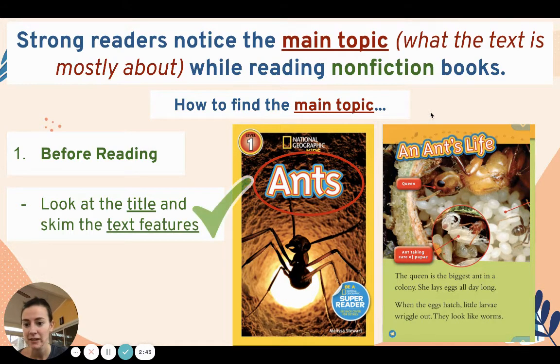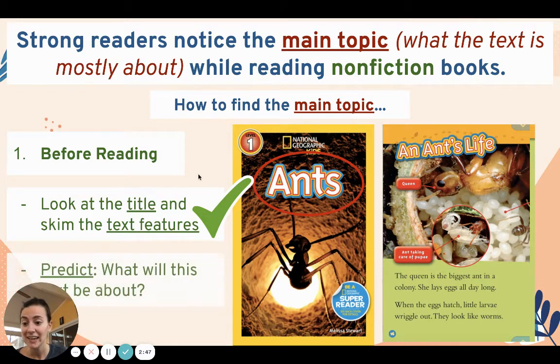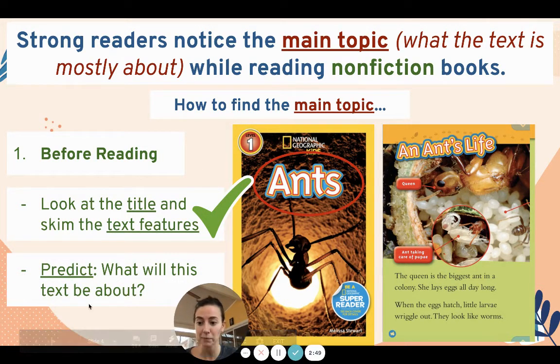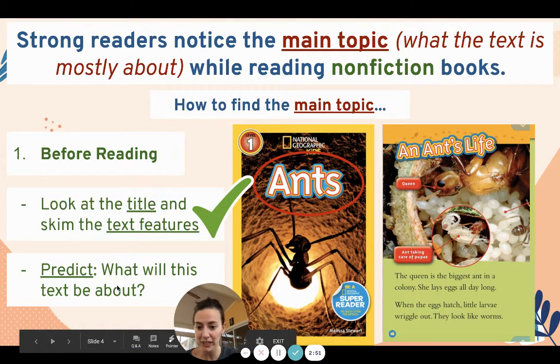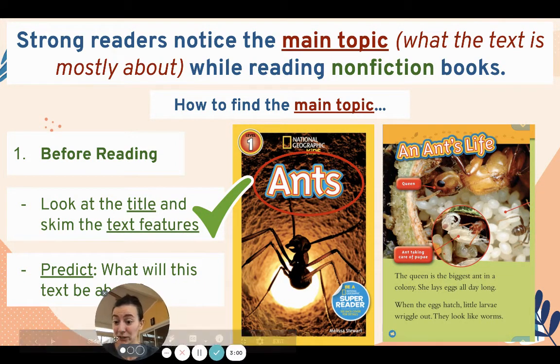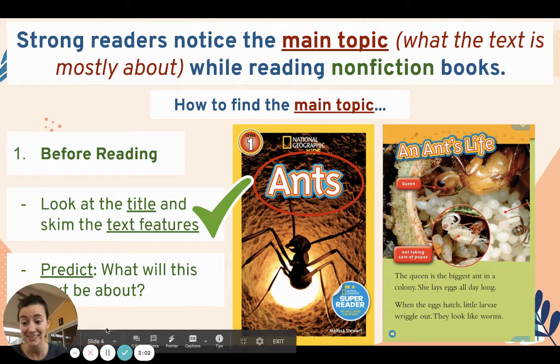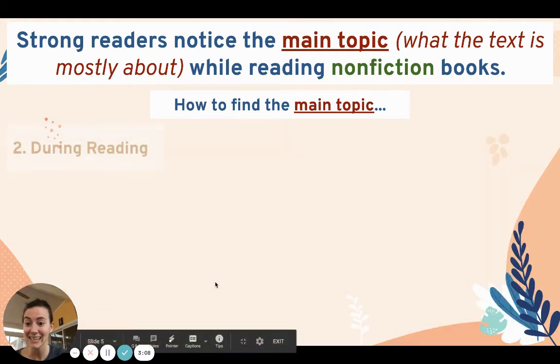Interesting. Well, we looked at the title and we looked at some text features. Now, we need to make a prediction. We need to predict, what will this text be about? Well, friends, we are noticing a lot of things about ants. I think this book is going to teach us all about ants. Do you agree? We made our prediction, friends. The next thing we need to do is going to be during reading.